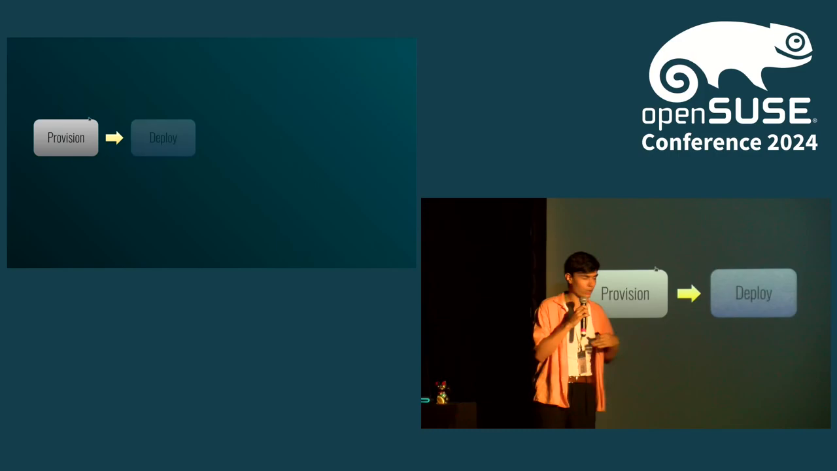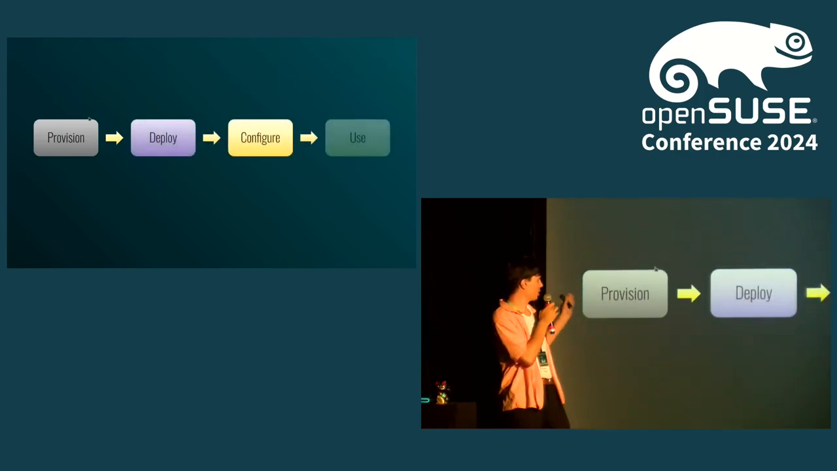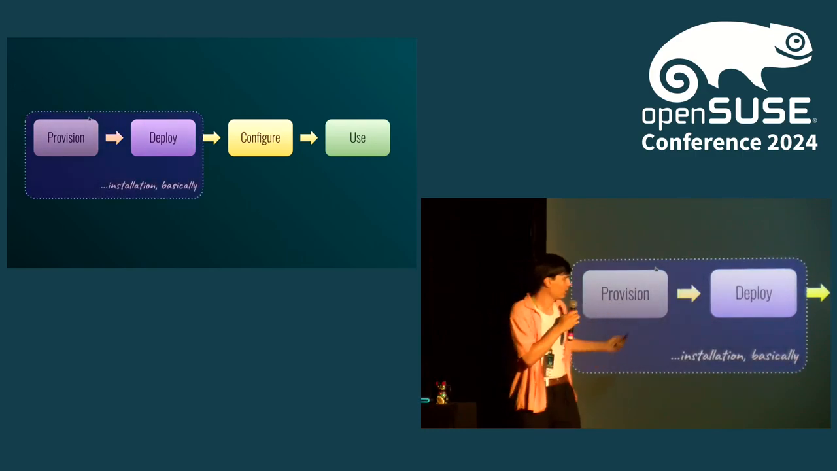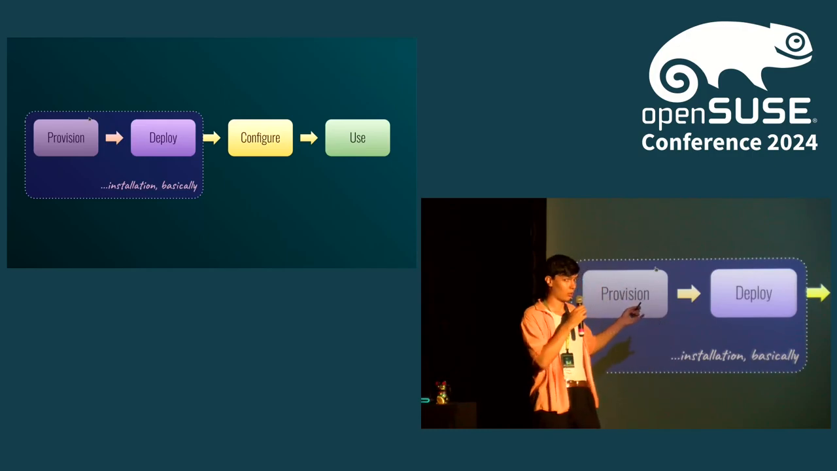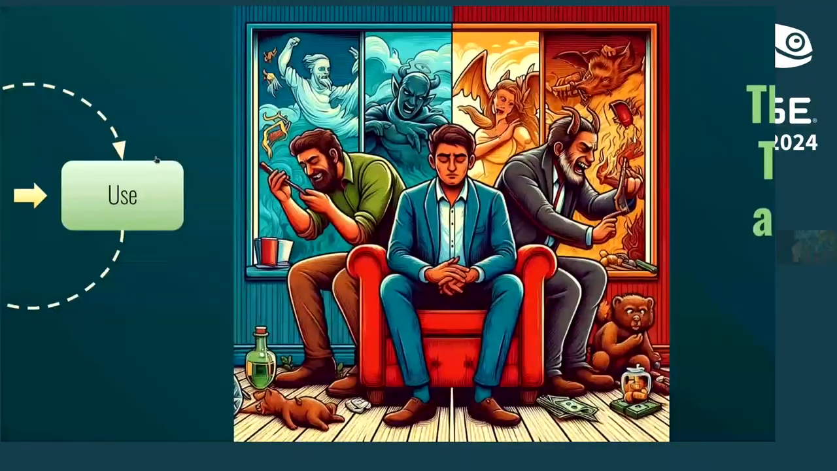So the standard workflow in generic Linux is basically you provision it, you deploy it, you configure it, you use it. And the first part usually is just running the installer. Then you configure it how you think you want it, you use it, notice, oh wait, no, that's not how I want it. So you configure again, use it again, configure again, and so on and so on. That's how you usually use it.